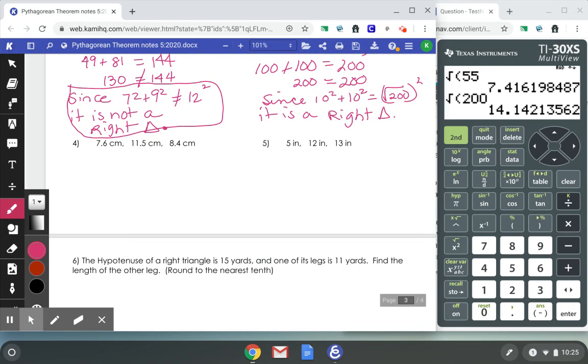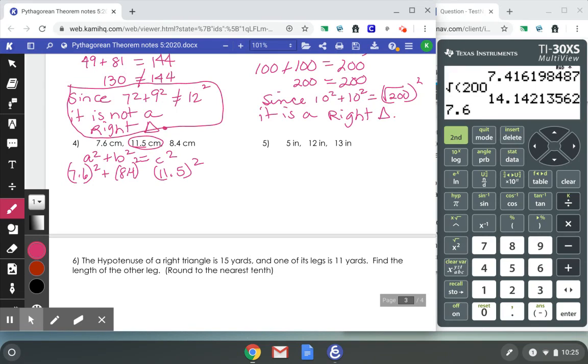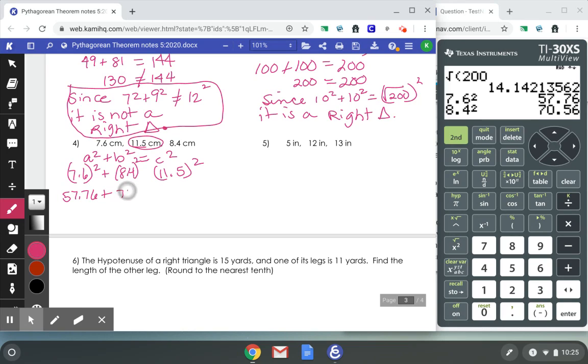All right, let's look at another one. A squared plus B squared equals C squared. 11.5 is my longest side, so I'm going to plug that in for C. So 7.6 and 8.4 are the other two sides. I'm going to put it in my calculator. 7.6 squared is 57.76. 8.4 squared is 70.56.